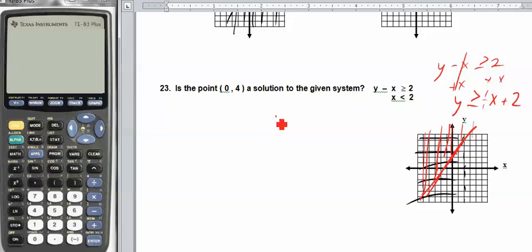So y is 4, so 4 minus x, which is 0, is greater than or equal to 2. 4 is greater than or equal to 2, and that's true. But it has to be true in the other one, so x is 0, which is less than 2, and that's also true. So since both of those are true, it would be a solution to that system. All right, so that's the end of page 2.